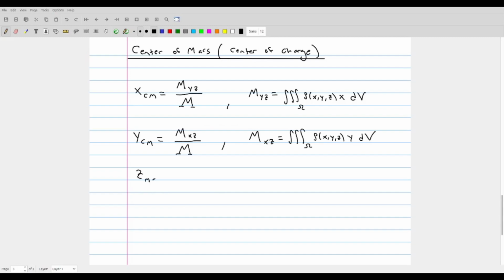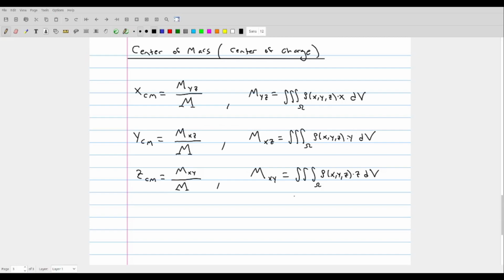And lastly, the z-coordinate of the center of mass is going to be the first moment for the z-axis divided by the total mass, which is evaluated very similarly to the other two moments. This will be the triple integral of the density function times z dV. So there you have it.